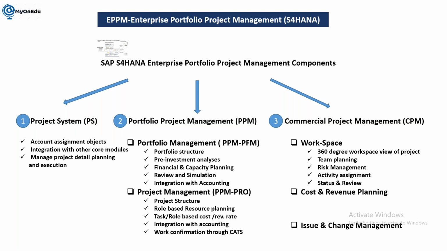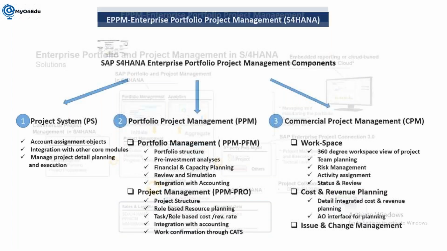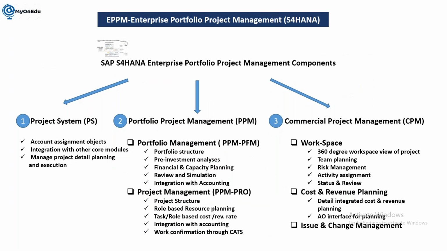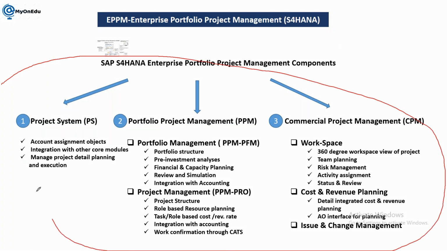In Cost and Revenue Planning, you have financial planning based on Analysis for Office and Lumira. And in Issue and Change Management, we can manage our issues and changes in the project. Combined, all these modules now come in the EPPM space, and in S/4HANA all these modules are part of the core system from 1709 onwards.